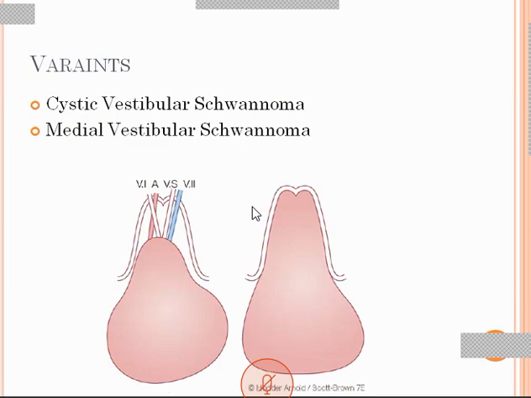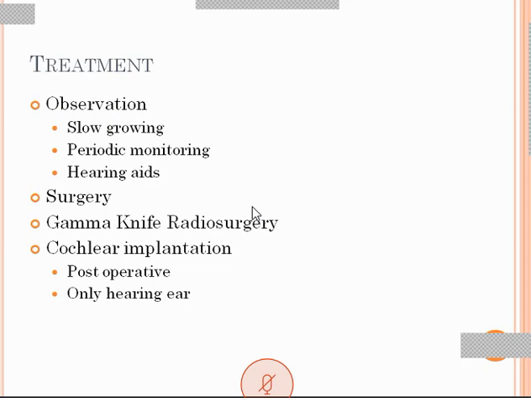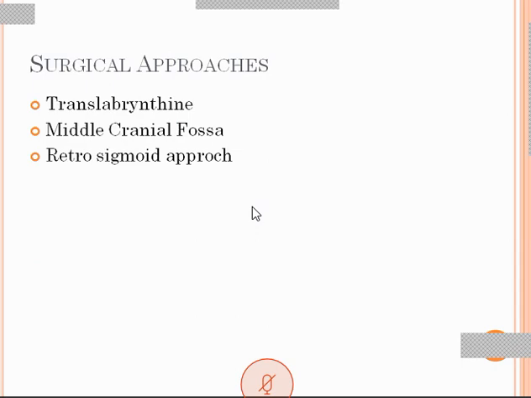Cystic vestibular schwannoma and medial vestibular schwannoma are variants. Usually the schwannoma occurs in the lateral part, but a variant known as medial vestibular schwannoma is also present. So treatment: if it is small and slow growing, usually observation is done, but surgical excision is the treatment of choice. And gamma knife surgery is an alternative. For surgical excision, there are different approaches: translabyrinthine approach, middle cranial fossa approach, and retrosigmoid approach.